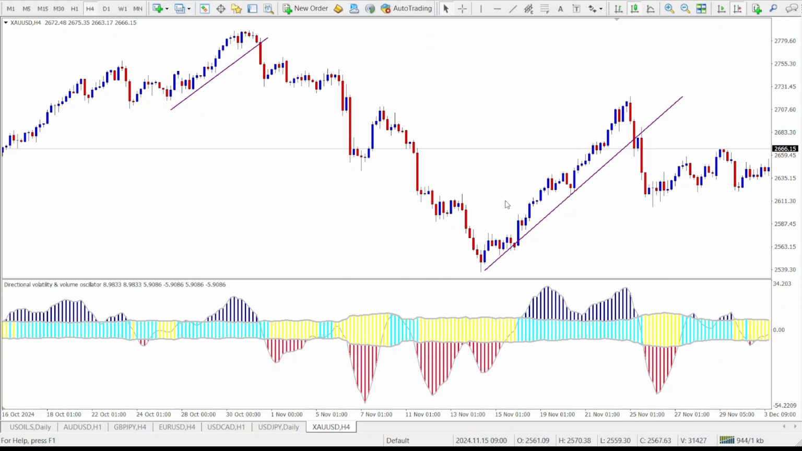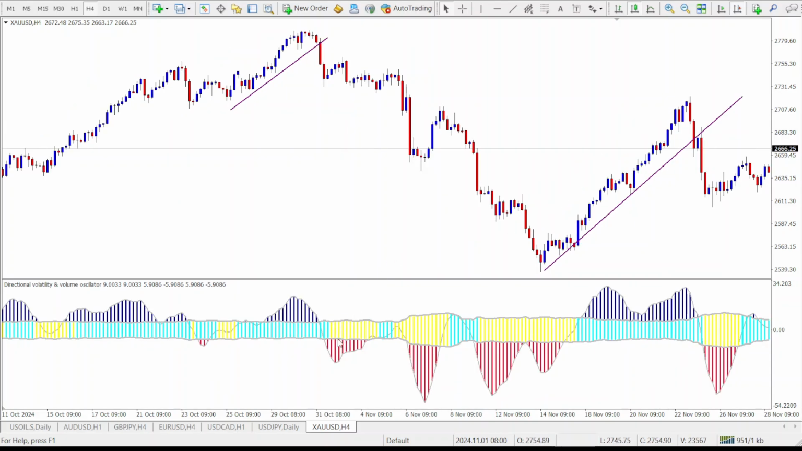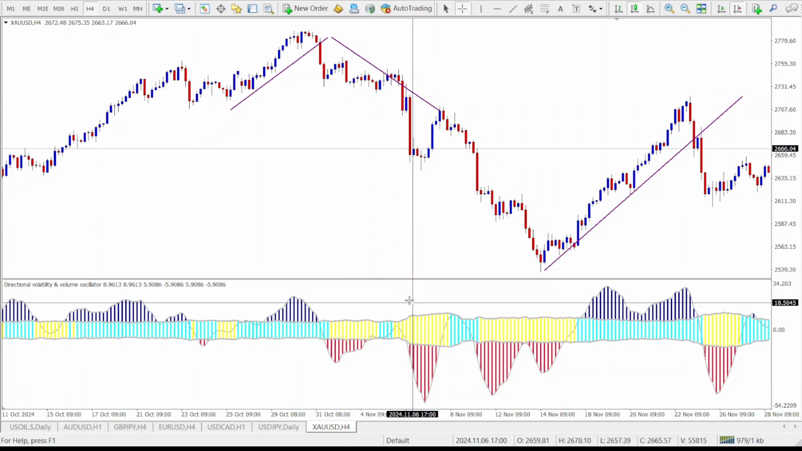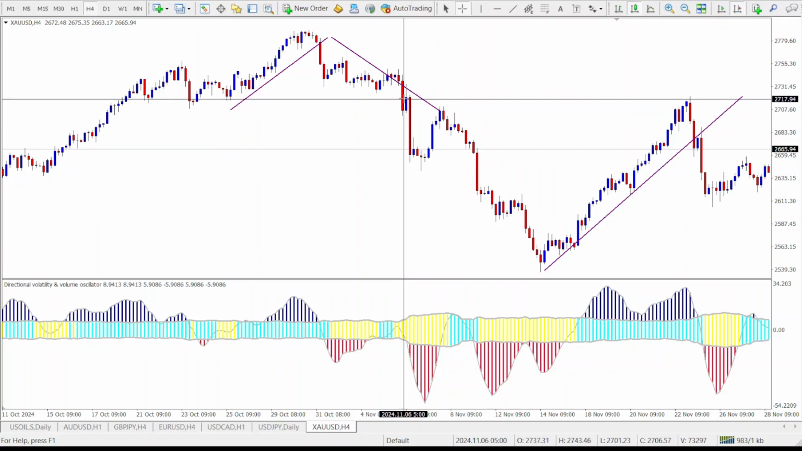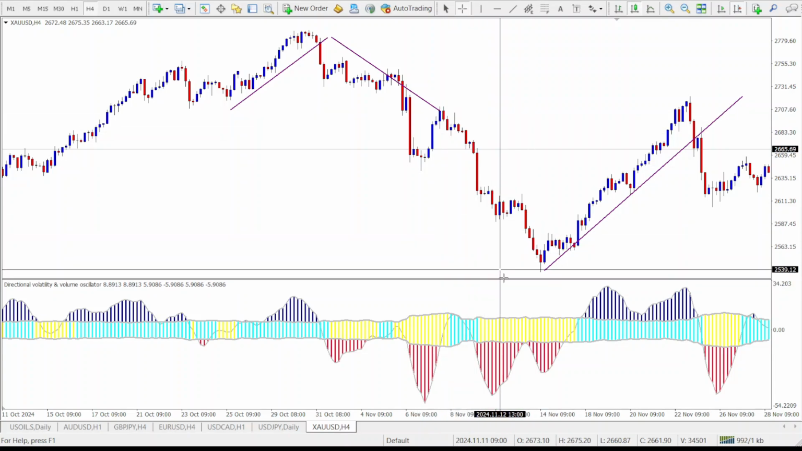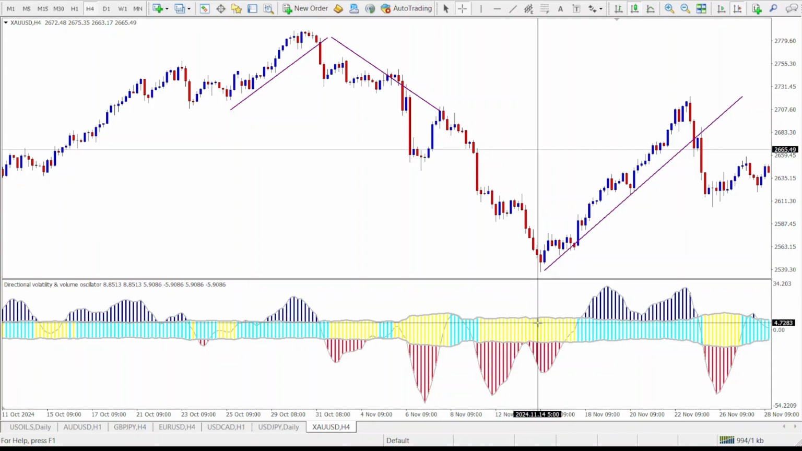You will also notice that when the red histogram bars begin forming, it is usually in a bearish trend. So the red histogram bars indicate prevailing bearish momentum. For example, here you can see that when the red histogram bars began to form, it shows that there was decreasing momentum all the way to this point, and then again it came up, and again there was decreasing bearish momentum.